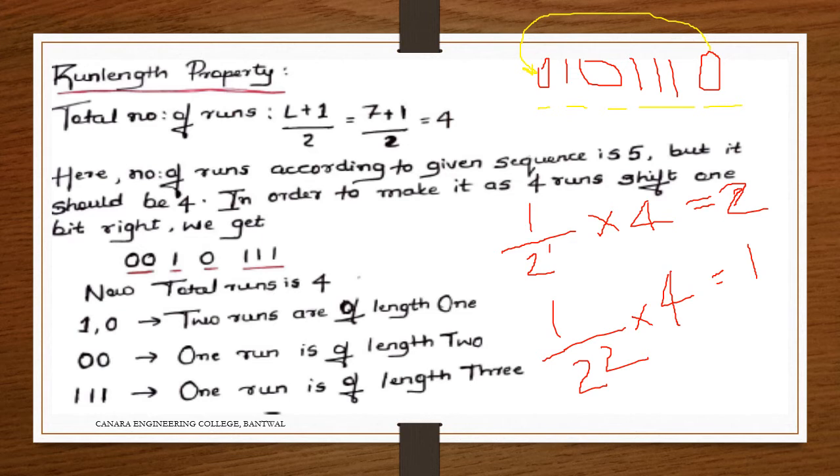Next, one run of length 3. How will it become? 2 to the power of 3 divided by 4. 2 to the power of 3 is 8, and 4 by 8 is half, so it should be 0.5. Approximately we are rounding it to 1, because I have to equalize this to the number of runs. So 2, 1, 1, gives 4, and that time it should be a run of 3, 1. So this is what we call the run length property. Sometimes you ask, sir, how will this occur? It can be some kind of bit error, a misplacing of a bit. Now this is the second property.